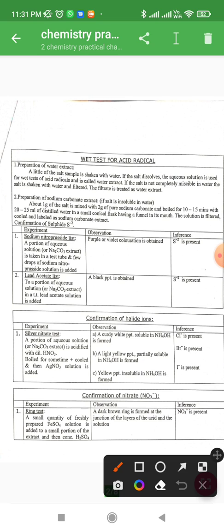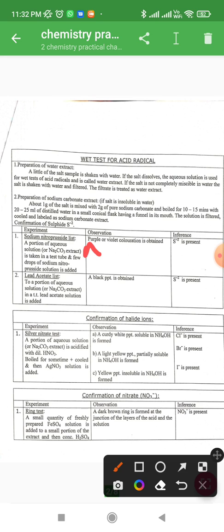A portion of aqueous solution, please don't write or sodium carbonate extract because you have not prepared sodium carbonate extract, is taken in a test tube and few drops of sodium nitroprusside solution is added. Now as your salt was not sulfide, as I said, we are taking the example of calcium chloride. So definitely sulfide will not be present. So observation will be no purple or violet coloration is obtained. Here you have to write no. Before every observation which is absent, you have to write no.